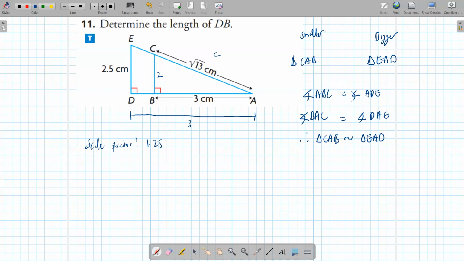3.75. Right, 3.75. Now finally, therefore, what's the distance from D to B? We know D to A is 3.75. We know B to A is 3. So what's the distance from D to B? 0.75. Correct, and there we go. That's the final answer.